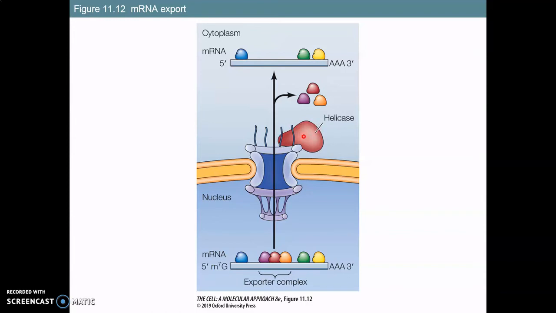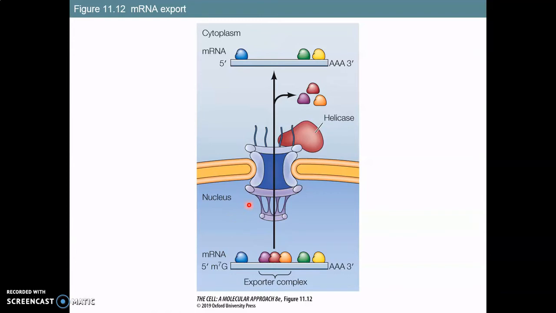We've seen this before in DNA replication, helicase causing the two strands to separate apart. And it does it by moving along a single strand. So moving along a single strand here is essentially knocking off the exporter complex and releasing the mature messenger RNA into the cytoplasm. These proteins will then be recycled back into the nucleus using the mechanisms we've already discussed.